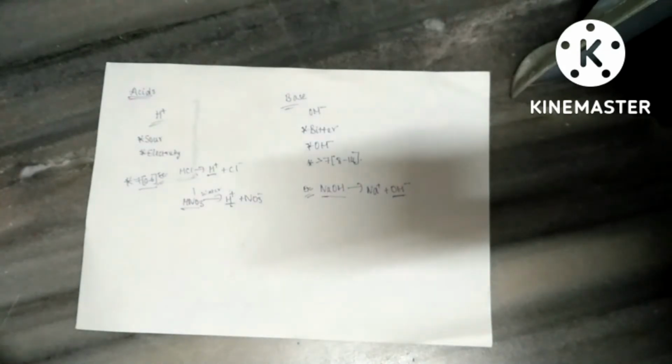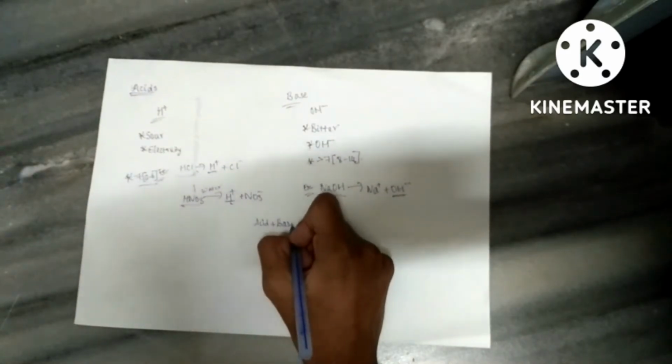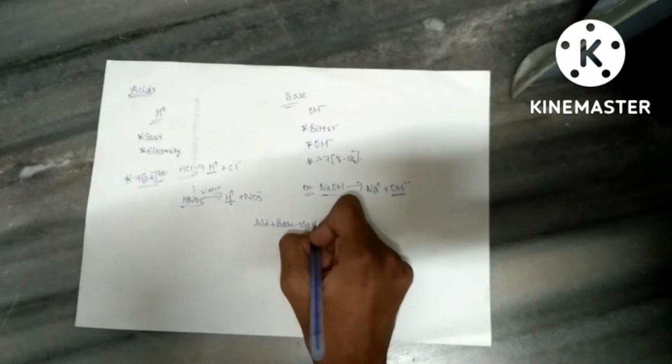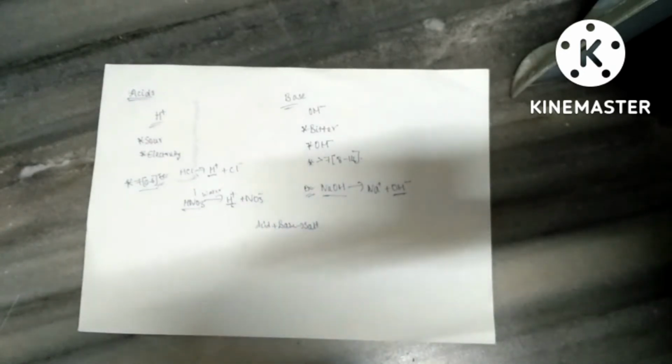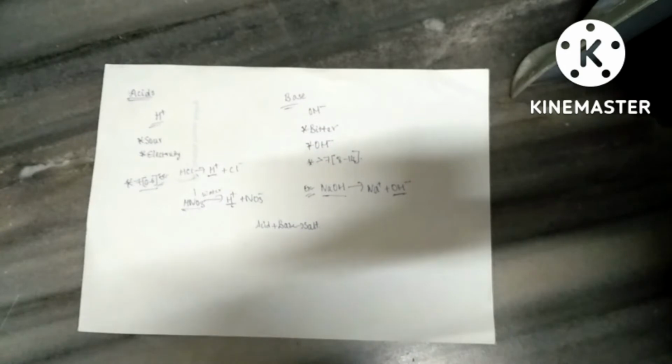Next topic, what are salts? When acids react with base, they produce salts. And there are further types of salts. Before going to learn the types of salts, we have to know the types of acids and types of bases. How can we identify whether the given one is acid, base or salt?